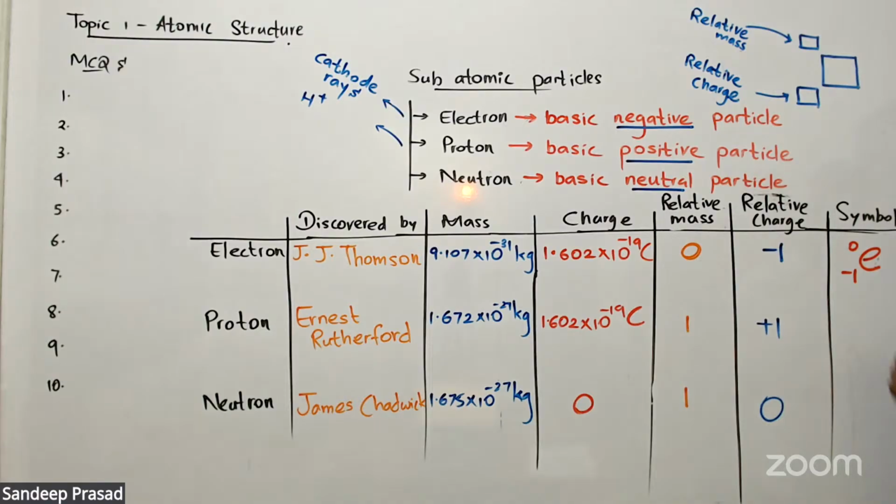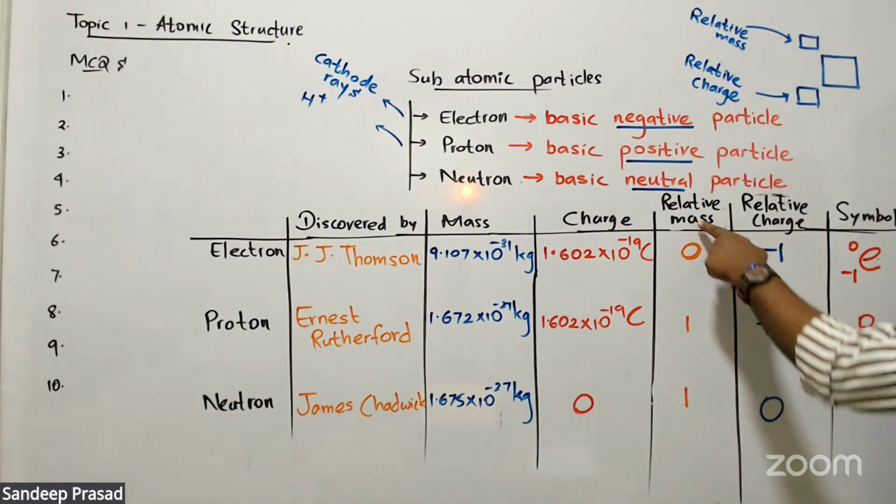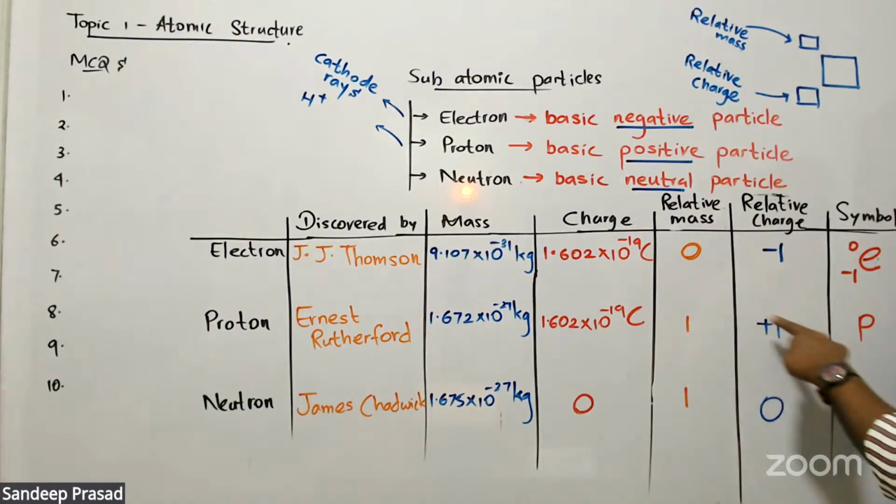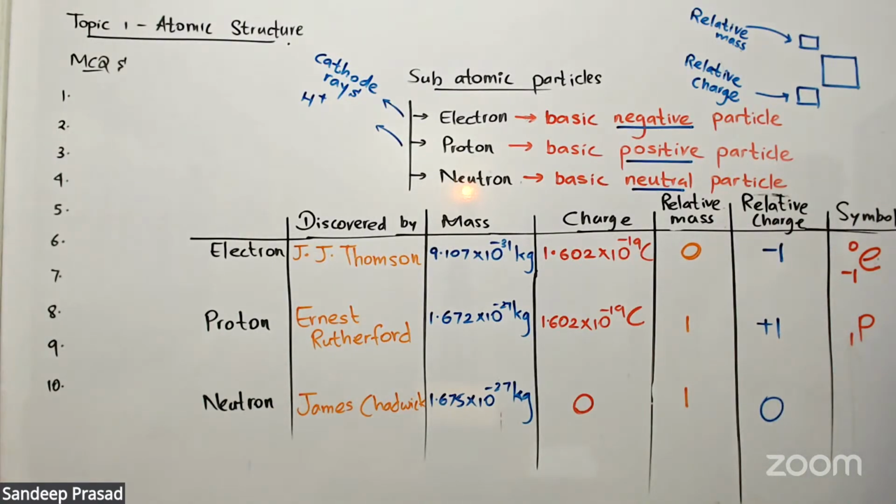Got it? Then what is the symbol of proton? For proton, we are using letter p. What is the relative charge of proton? 1, +1. No need to mention plus. What is the relative mass of proton? That is also 1. For the neutron, we can say that relative charge is 0, relative mass is 1, in this way.